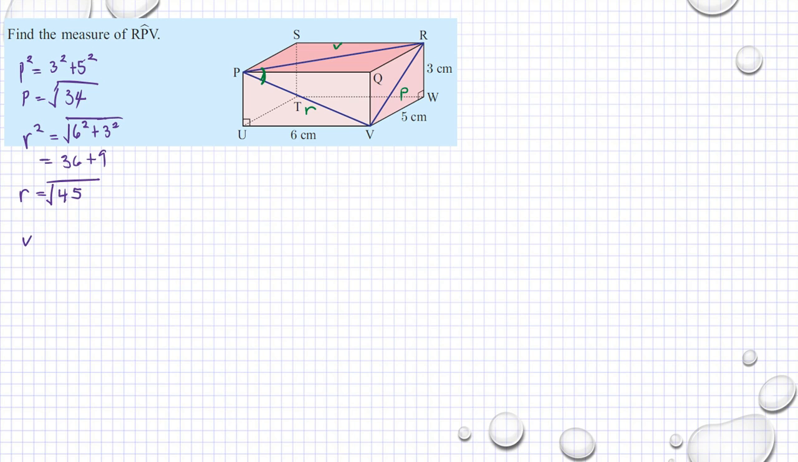For our v, I will do it directly here. What is this side? That is 5, 5 squared is 25. And this side, 6, that is 36. So our v is the square root of 61. Now we are ready to find this angle.